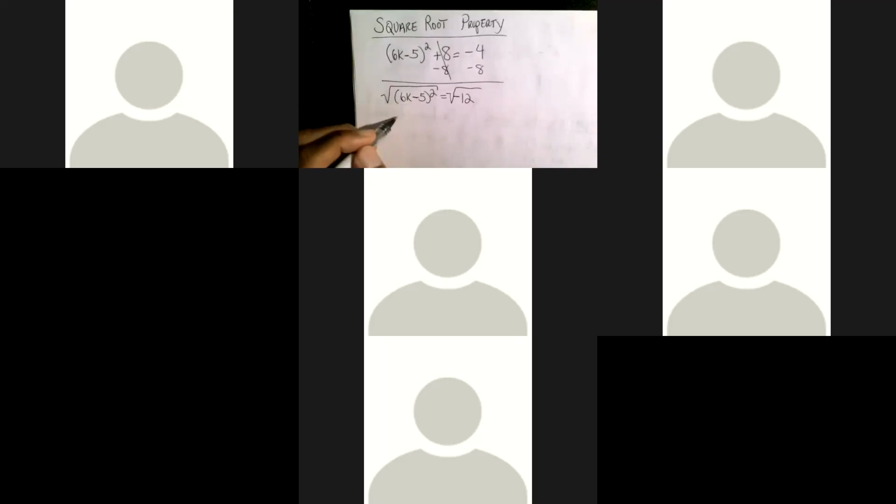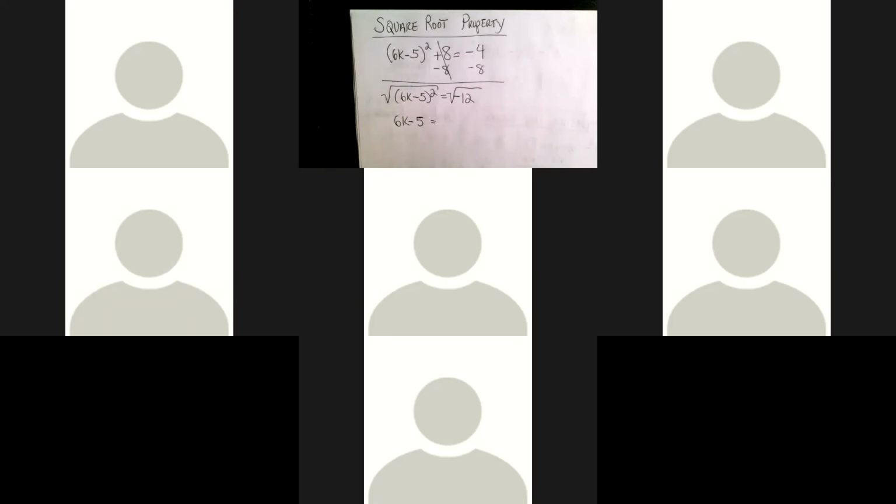Don't you get rid of the square root? Well, we're going to get rid of the square by square rooting both sides. Yes, so we square root. And then we bring down the 6k minus 5. It comes out of the radical, yes?